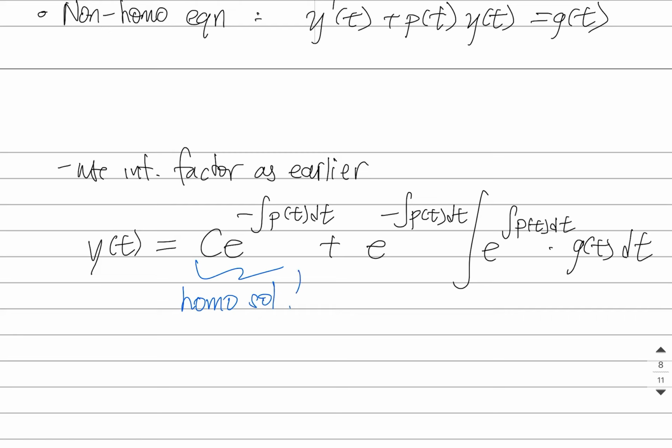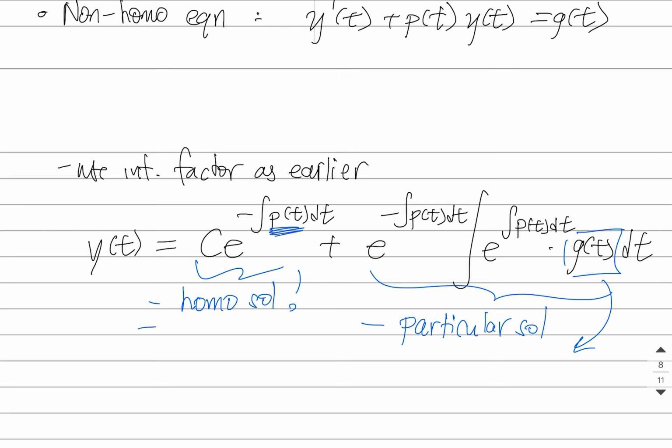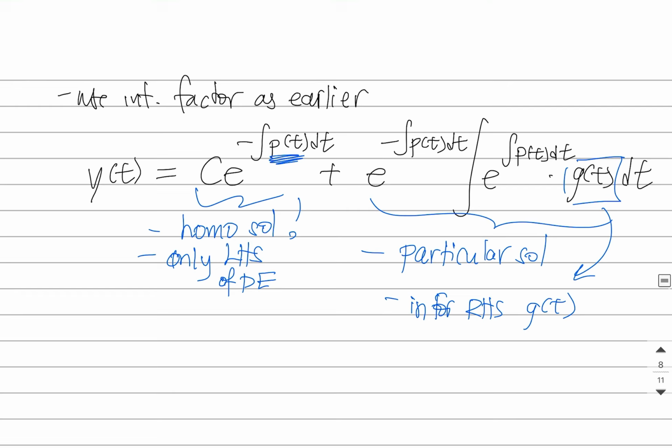Just like before, this is our homogeneous solution. It came back, right? This thing is what we will call our particular solution. This thing only cares about p of t. It only cares about the left-hand side of the differential equation. Now, this thing over here requires info about the right-hand side of the differential equation, right? This part of the solution is there to deal with the right-hand side.